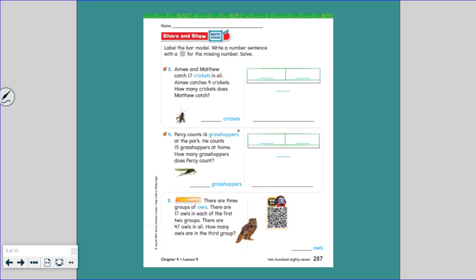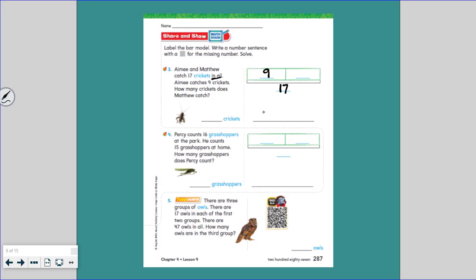Okay, so let's see. Amy and Matthew catch 17 crickets. I'm going to underline this in all. That means how many they caught together. Okay. Amy catches 9 crickets. How many crickets does Matthew catch? So we're going to start with that 17. Where do we put it? We're going to put it here because that's the whole amount. That's how many Amy and Matthew caught together. And then they told us that Amy caught 9, but we don't know how many Matthew caught. So Matthew's part, we don't know how much he has. We just know how many they have as a whole and how many Amy caught, her part. Okay, so we've got to count up from 9 to 17 to solve our problem.